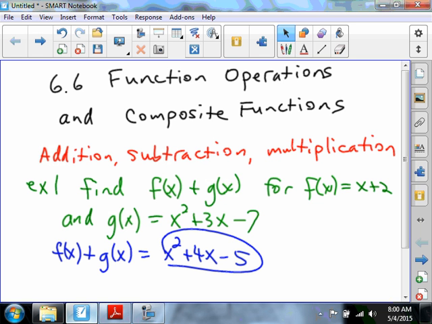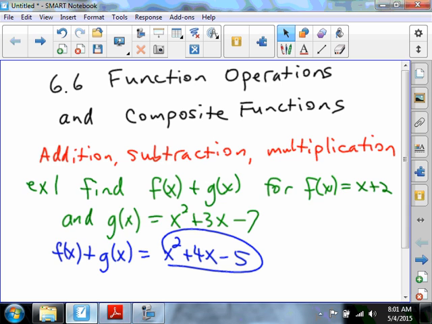In case you're wondering where we got that from, we could basically just combine like terms. X squared doesn't have any like terms. If we look at g of x, it's got 3x in it. F of x has got 1x. 3x plus 1x is where we get the 4x from. Then g of x has a negative 7, and f of x has a 2. Negative 7 plus 2 is where that negative 5 comes from. So that's it. What do we think?